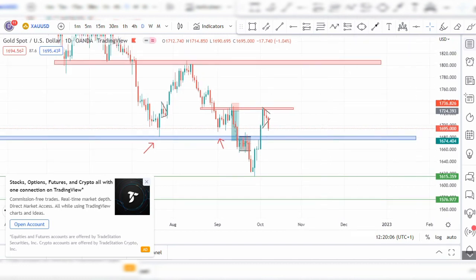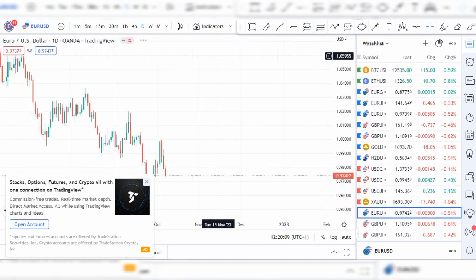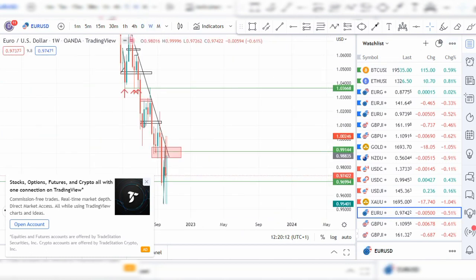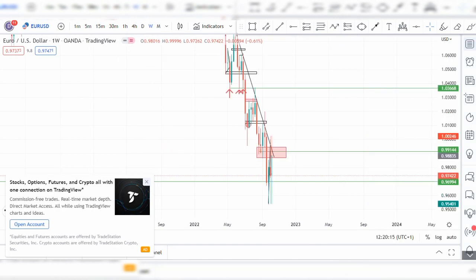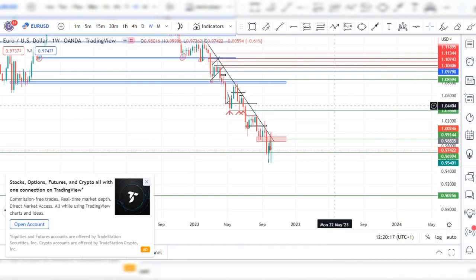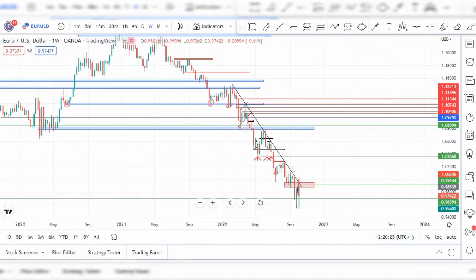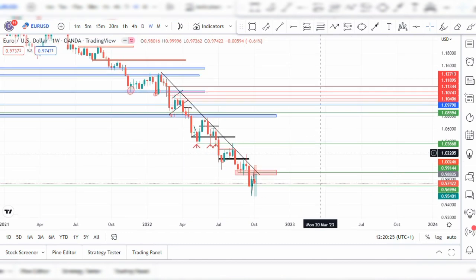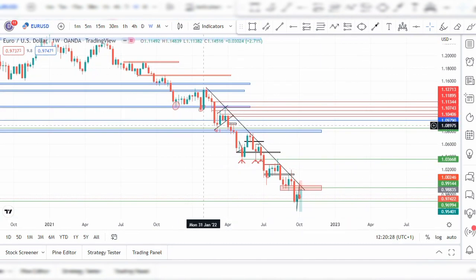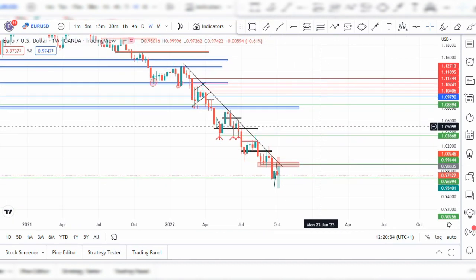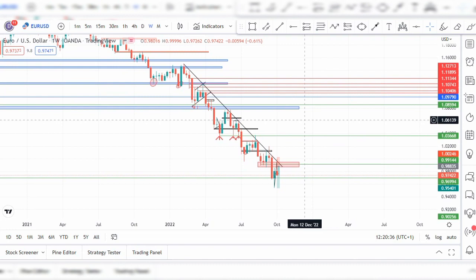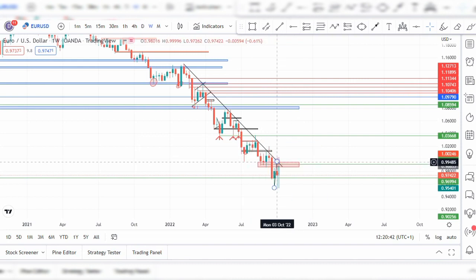Next, I'm going to talk about Euro USD. And again, I'll start off with the weekly time frame and work my way down to the 4-hour time frame. So on the weekly time frame for Euro USD, we can see that price has been strongly bearish, forming lower highs and lower lows, and you can see this has continued over the period as well. And if you watch my previous analysis last week, I said that this area here, this box that I drew, would be our target level to look for price reversals, and that is exactly what has happened.